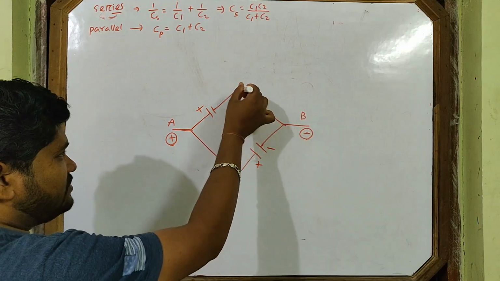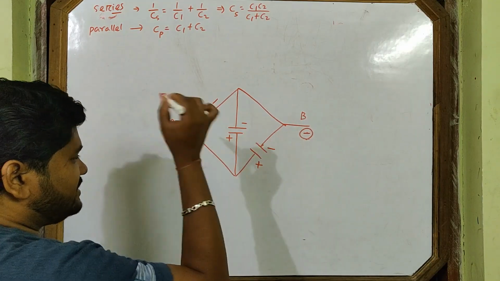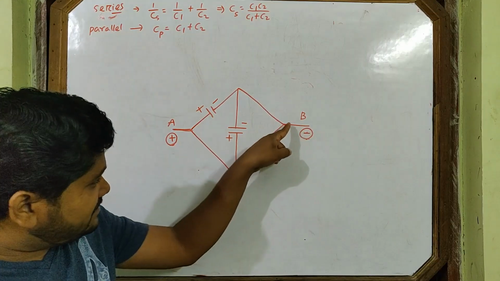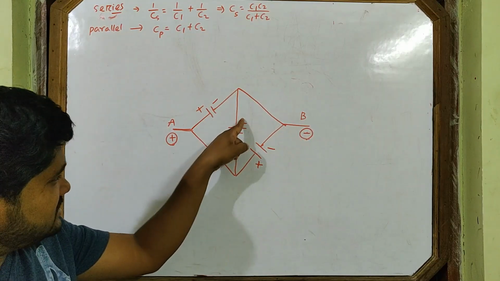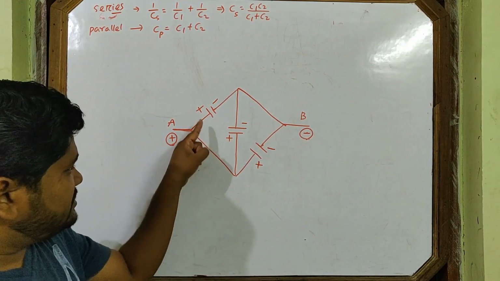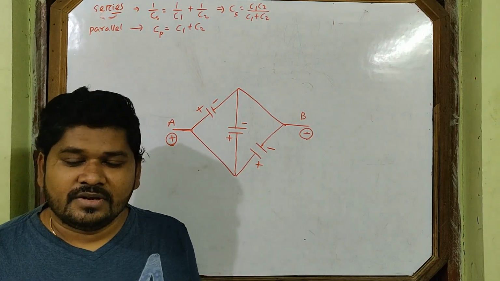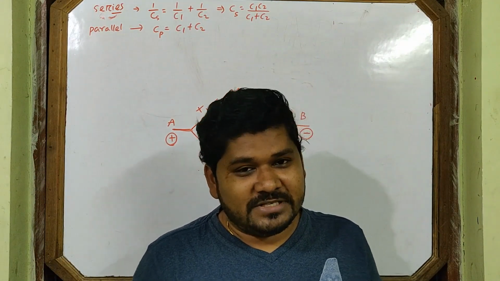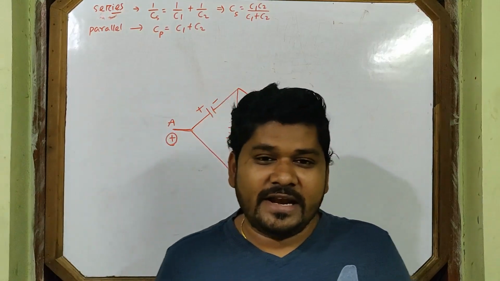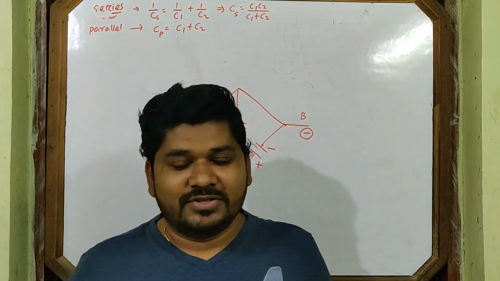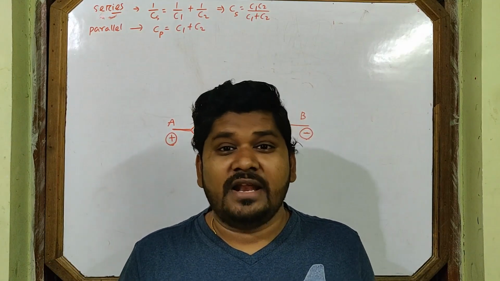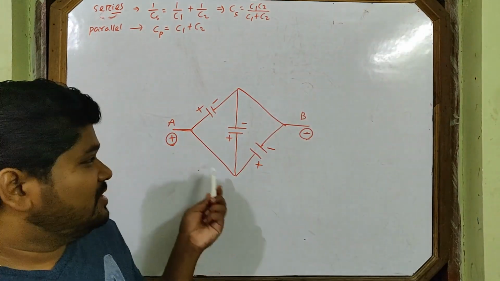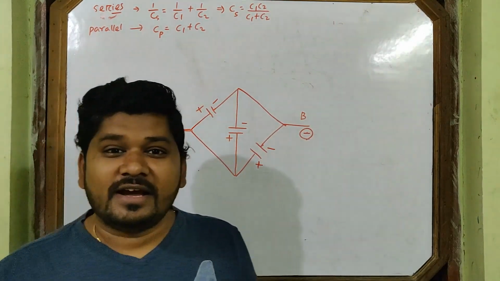Then that negative wire goes like this. This is negative. This is negative. I hope you can understand. Negative now goes like this. This is negative. This is negative. This is negative. Then this is positive. Positive. Positive. What happened here? Which connection is this? All positive plates are connected to A. All negative plates are connected to B. So this is nothing but parallel connection. Parallel connection. Only the figure is confusing you. Otherwise it is parallel connection.